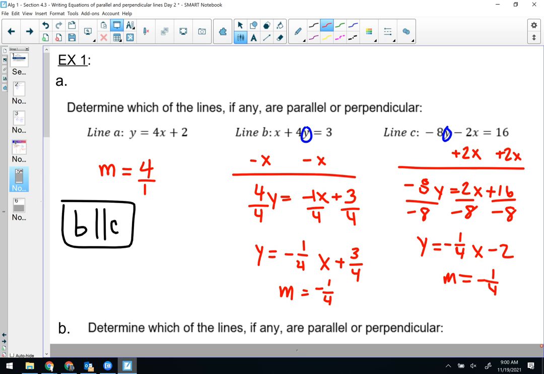Now look. Aren't those two both the same slope? So we can say this. Not only is A, and here's the symbol that we're going to use, we're going to say A is perpendicular to B. That's the symbol for is perpendicular, an upside down T. And A is also perpendicular to C as well.